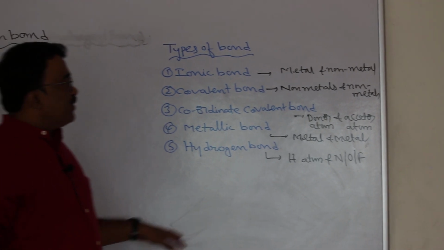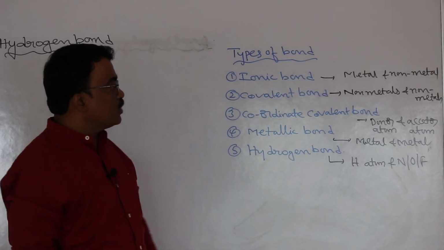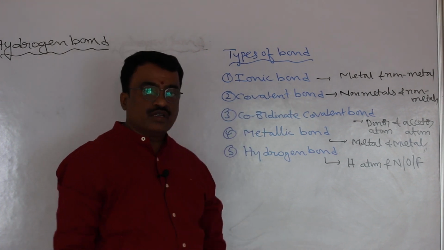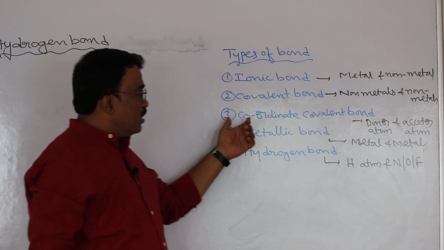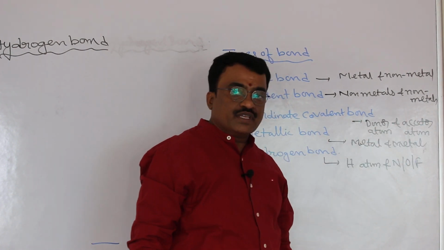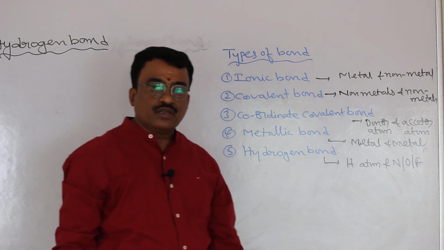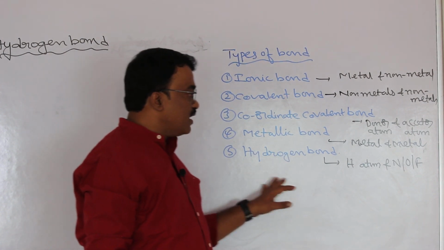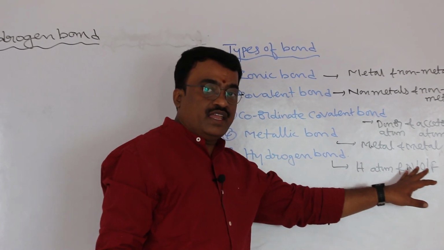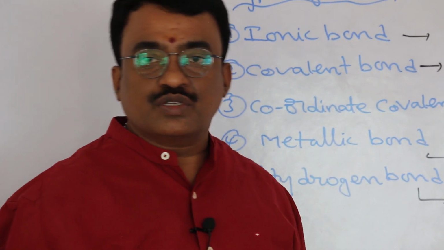A bond formed between the metal and non-metal is ionic bond. A bond between the two non-metals, it is a covalent bond. Coordinate covalent bond between the two non-metals where a donor atom and an acceptor atom will be there. And between the two metals, you will see the metallic bond. And between the hydrogen and three high electronegative elements, nitrogen, oxygen, fluorine, is a hydrogen bond.